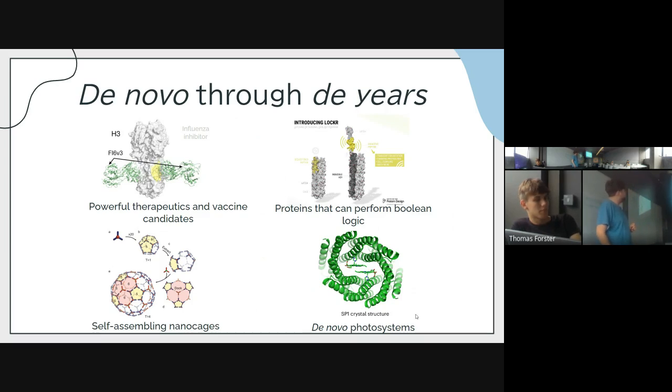We've got proteins that form Boolean logic, true, false logic. They can land on a cell and make a kind of calculation based on what antigens are at the cell surface, whether it should open and deliver a therapeutic or a cell signaling molecule. That's called LOCKR. It's a really interesting one.